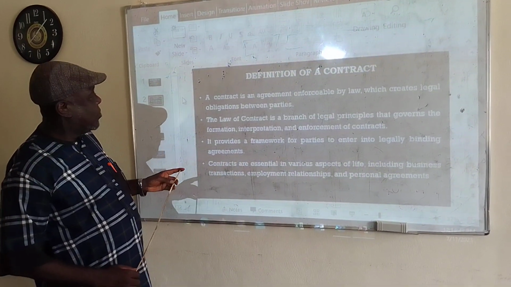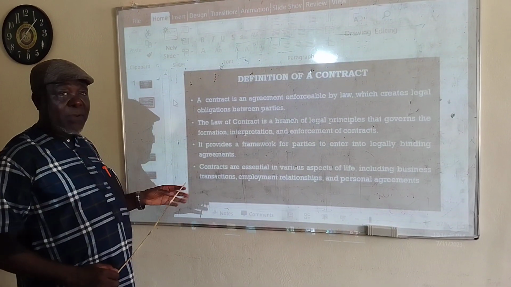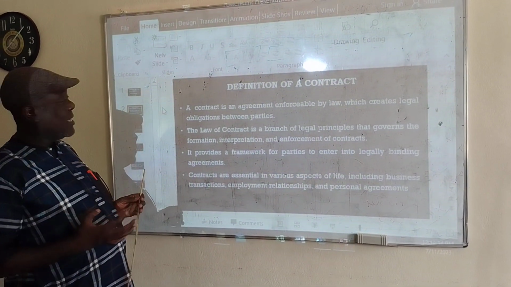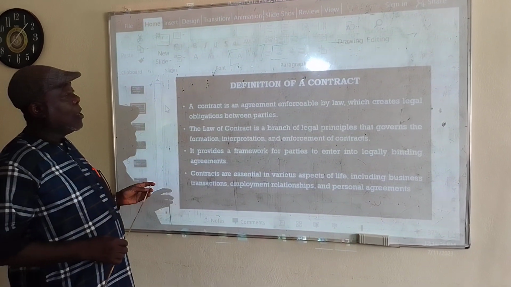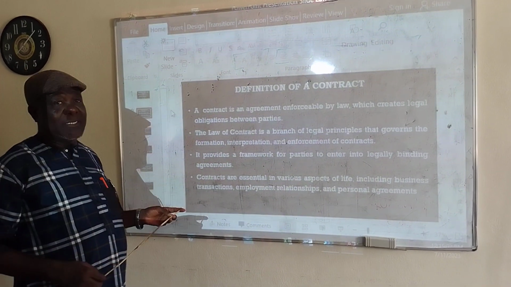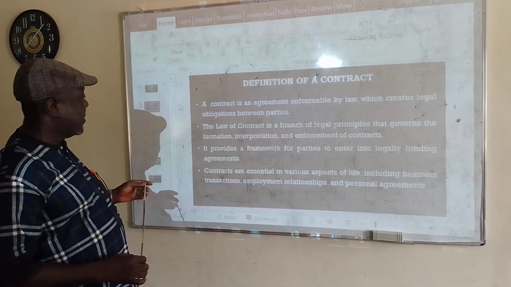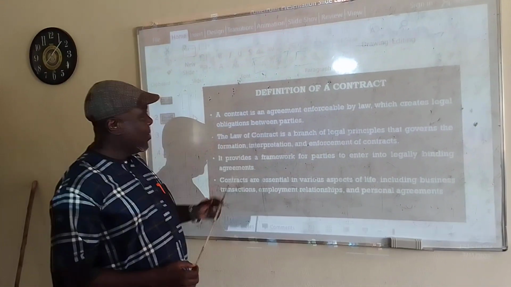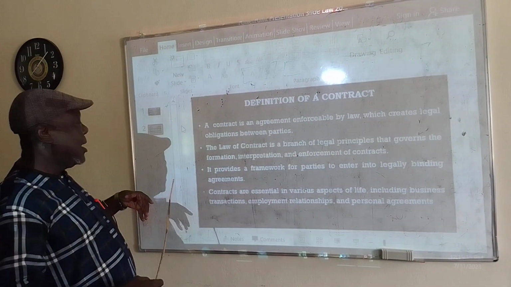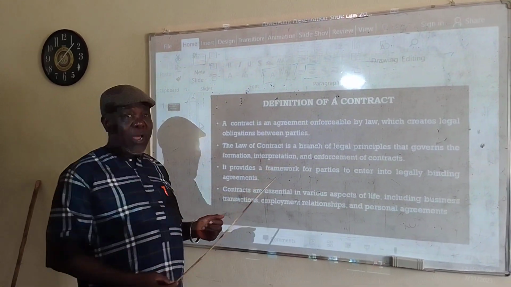Now, let us start by looking at the definition of a contract. A very simple definition of a contract, as it is on the slide there, is that a contract is an agreement enforceable by law which creates legal obligations between parties. This is a very simple definition of a contract, and it consists of certain things that it has to be an agreement, it has to be enforceable by the law, and then it must create legal obligation. And of course, we must have parties to a contract.